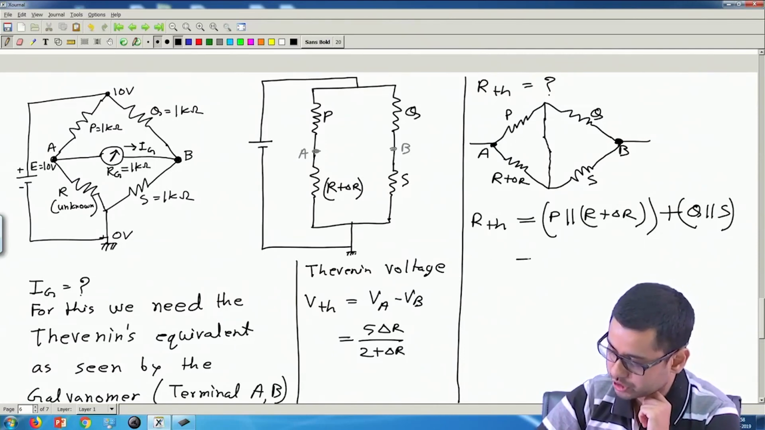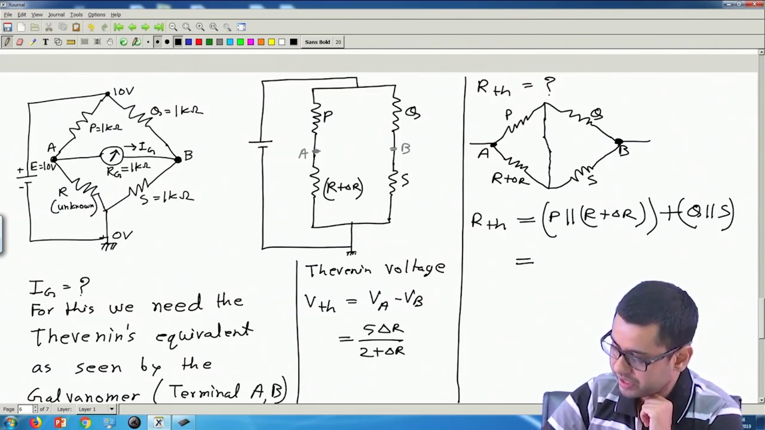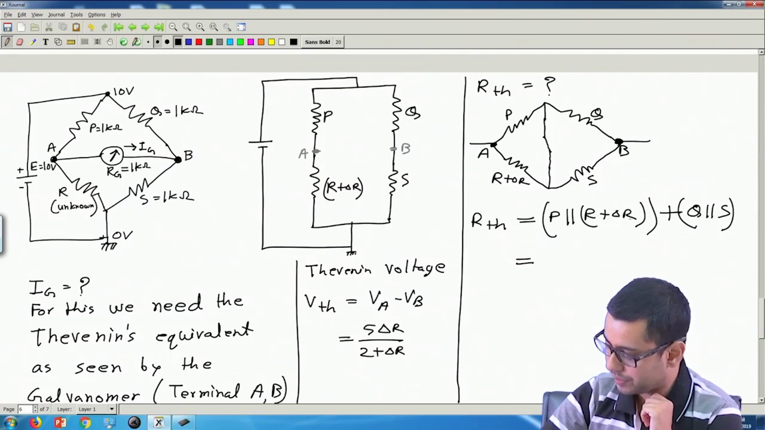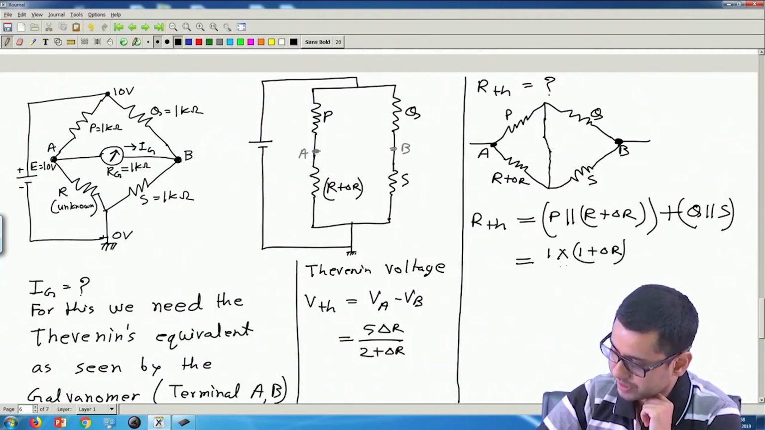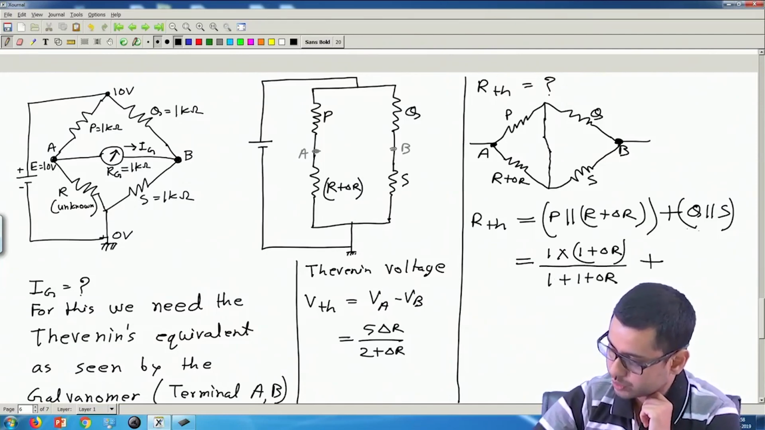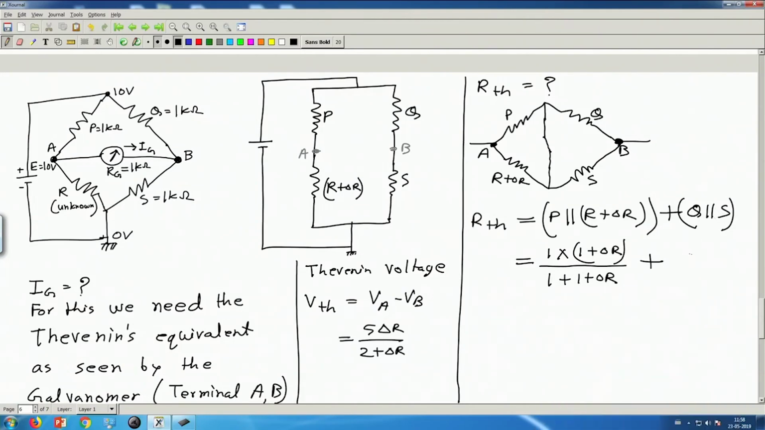So what will be this value? This will come out to be, so let me put the value. P is 1, R is 1 plus delta R. So this is basically 1 multiplied by 1 plus delta R divided by the sum 1 plus delta R, and this quantity will be 1 parallel 1. So that is 1 into 1 divided by 1 plus 1, so 2. Okay. So this is in kilo ohm, because everything here is in kilo ohm. So I am not writing the unit, but I am mentioning it here that RTH is estimated in kilo ohm.